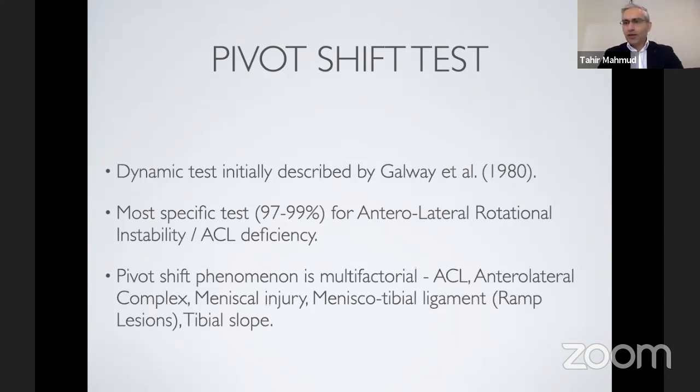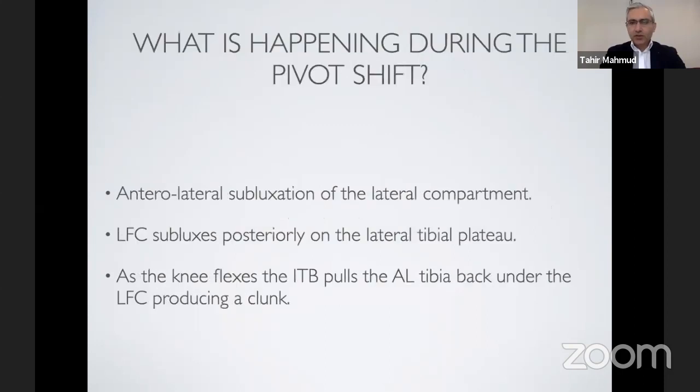So patients who have increased tibial slope, say more than 9 degrees in the sagittal plane, are likely to have a greater pivot shift test compared to someone who has less of a tibial slope. So these are important considerations just to be aware of.